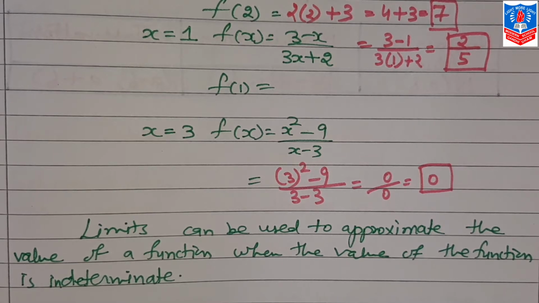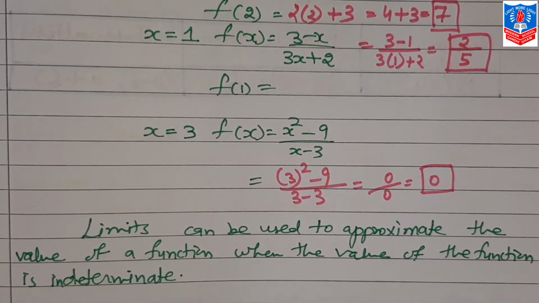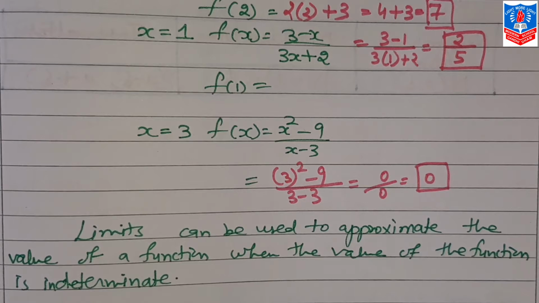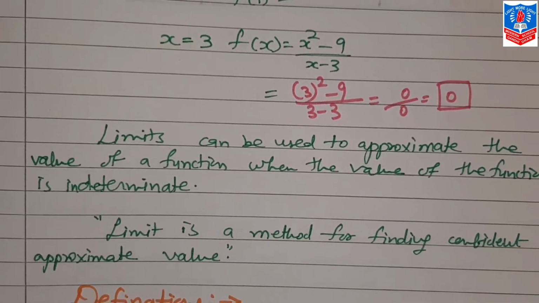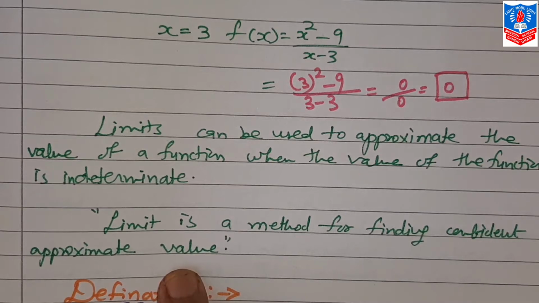But by seeing the match at 13 hours 57 seconds, 58 seconds, 59 seconds, or 14 hours 1 second, 2 seconds, 3 seconds, of that time, we can judge what happened or how the goal was there at exactly 14 hours. So limit, that is a method for finding confident approximate value.